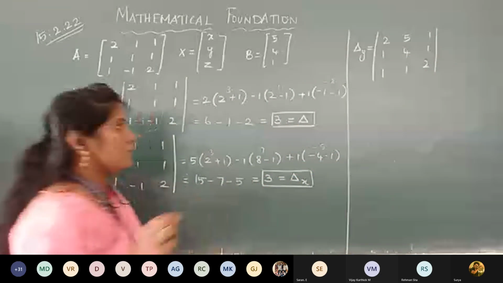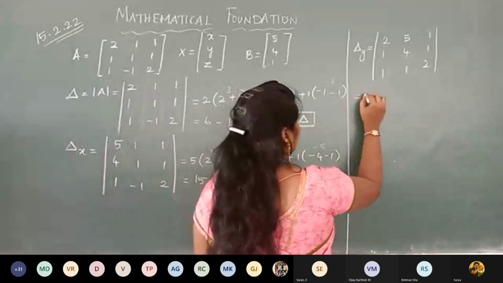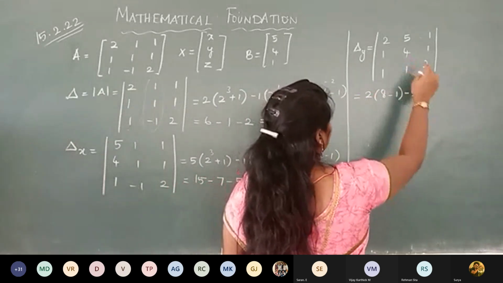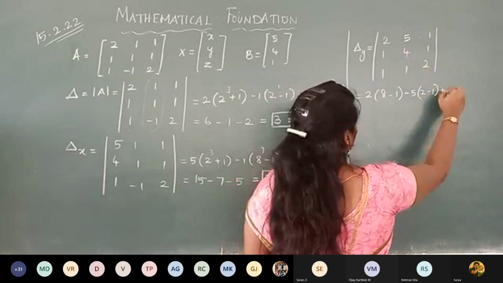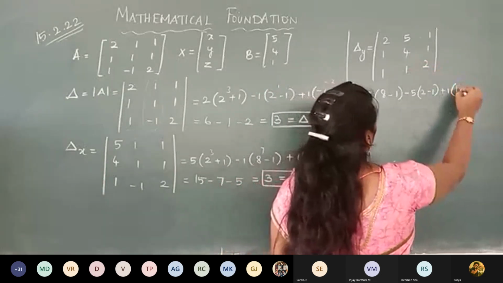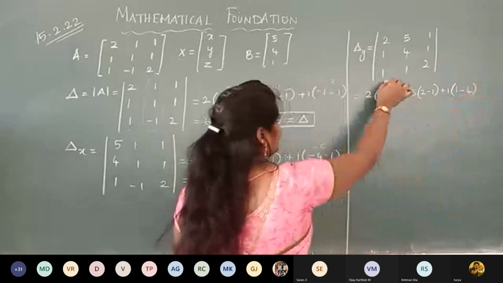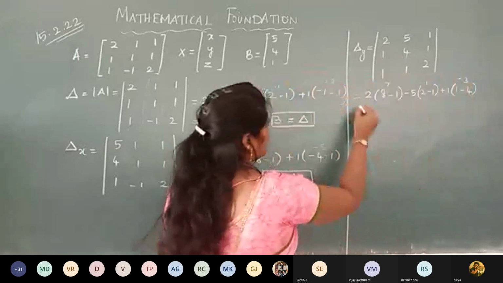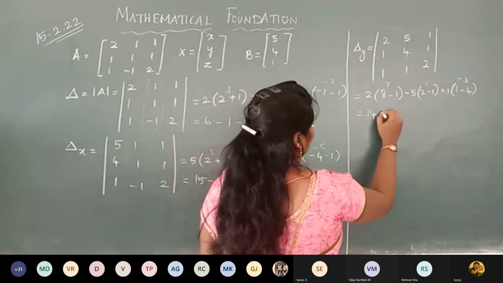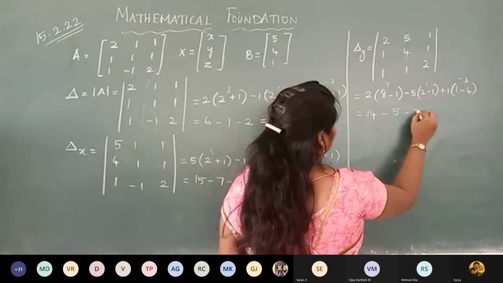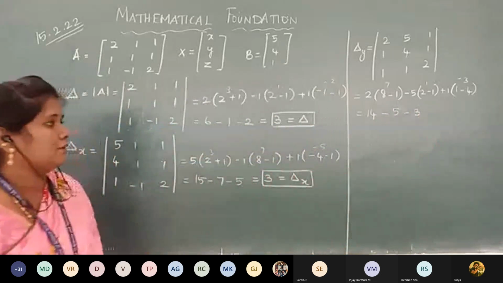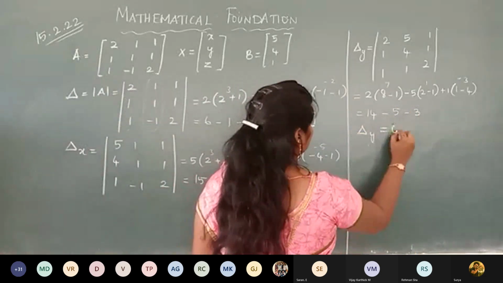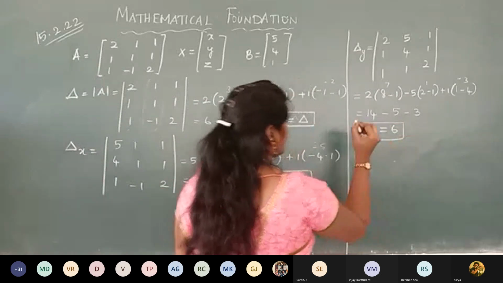When you're finding out your delta y, you will do your calculation as usual: 2 into 8 minus 1, minus 5 into 2 minus 1, plus 1 into 1 minus 4. So it will be 14 minus 5 and minus 3, which gives 6. So your delta y is 6. Are you getting delta y to be 6?